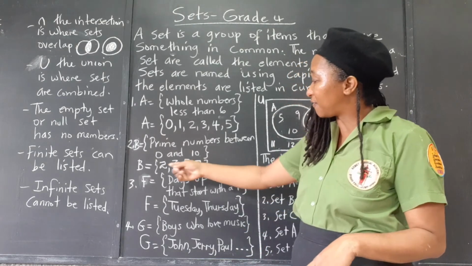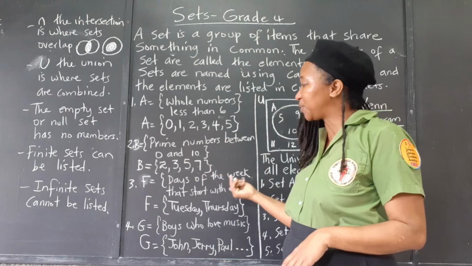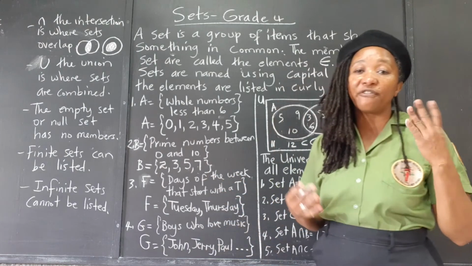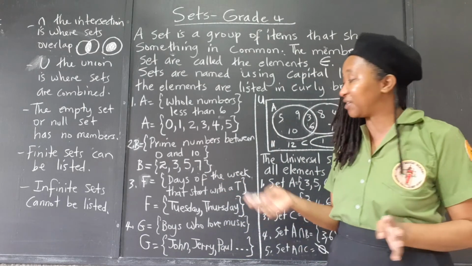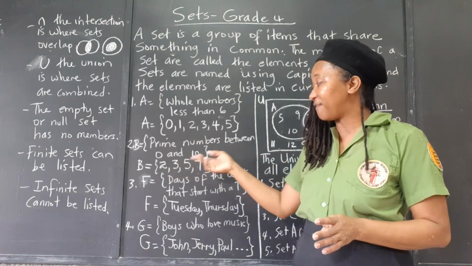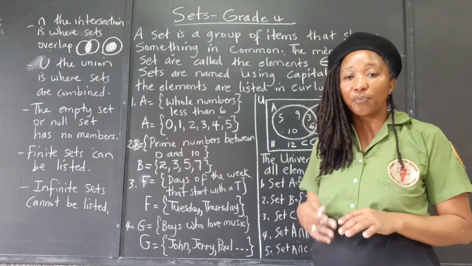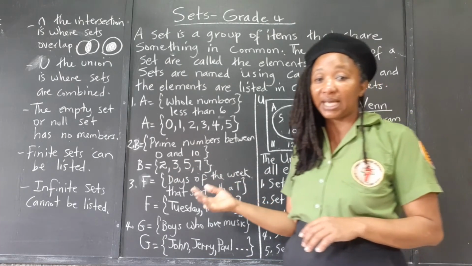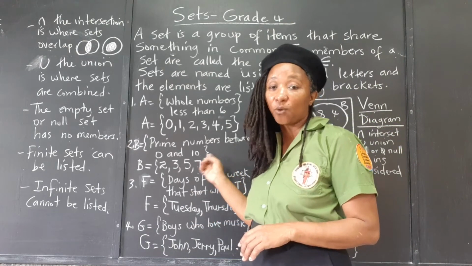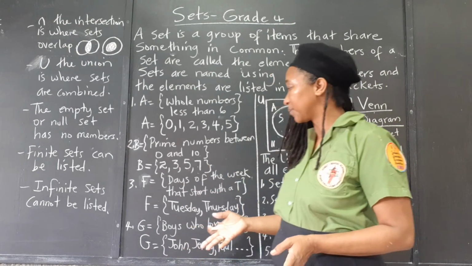This set only has 4 members. Prime numbers between 0 and 10. There are only 4 prime numbers between 0 and 10. 2, 3, 5, and 7 are the only prime numbers that fall between 0 and 10. It's a finite set. We can list the members.